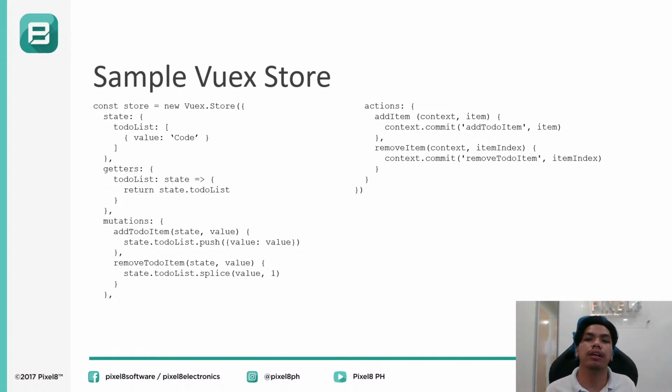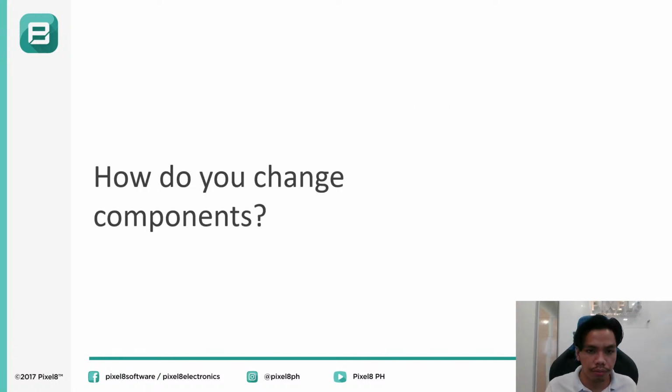As you can see here in our actions, we have two actions, which is to add an item and to remove an item, wherein the two of them simply call the mutations for adding a to-do item and removing a to-do item, including the parameters we passed to them. So that is a sample Vuex store.